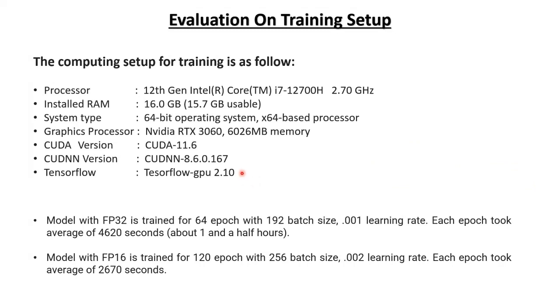Our training setup comprises the following. The processor is a Core i7 12th gen. The GPU is an RTX 3060 with 6 GB of memory. I used CUDA 11.6, cuDNN 8.6.0, and TensorFlow GPU version 2.10 to use the GPU with TensorFlow. For the model with floating point precision of 32 bits, I trained for 64 epochs with a batch size of 192 and a learning rate of 0.001. Each epoch took around 4,600 seconds, which is almost about 1.5 hours.